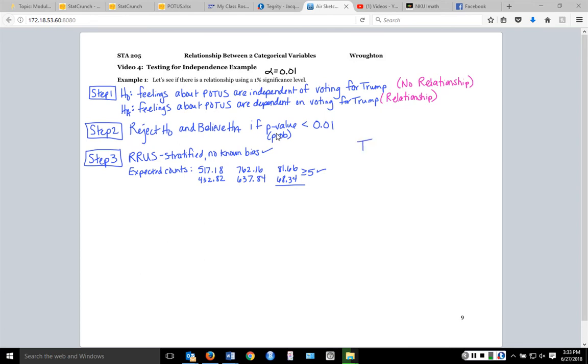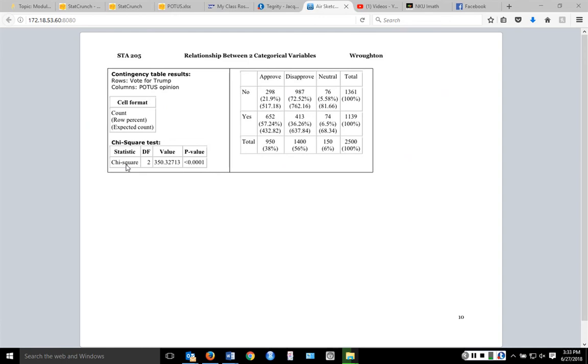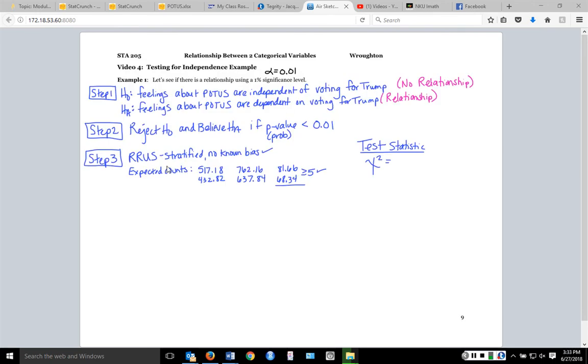The other part of step 3 is to get our test statistic. For now, we're just going to pull that number from StatCrunch, and here in a little bit, we're going to actually do the calculation. So our chi-squared value, it's where this chi-squared is labeled, and it's the actual value. So this 350.32713 number is our actual value of our test statistic. So right now, I'm just getting that number from StatCrunch. Again, we will actually show you how this number is calculated here in a minute as well.